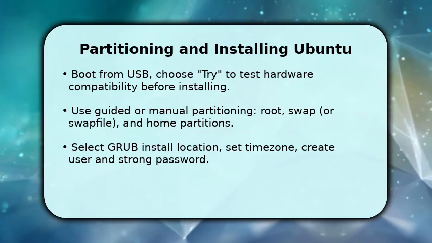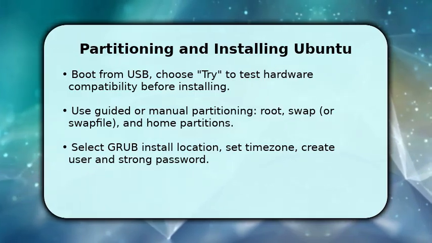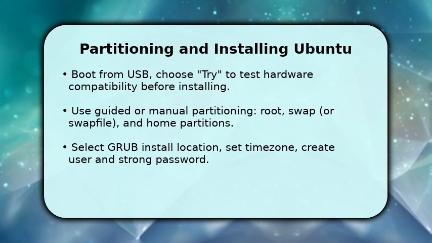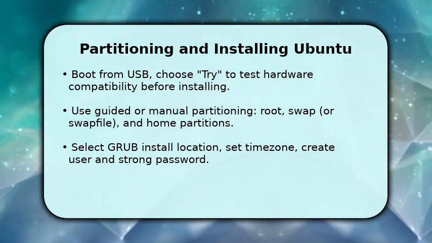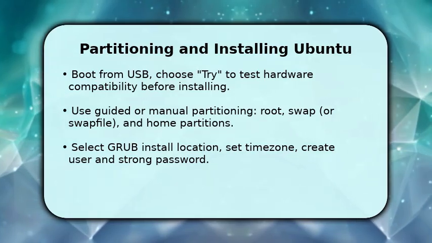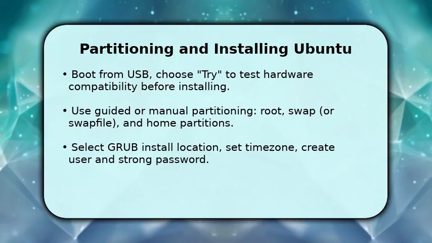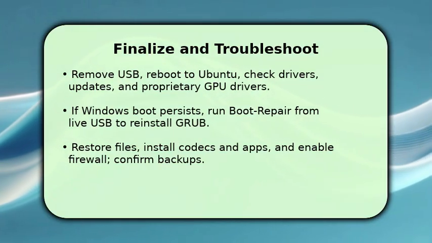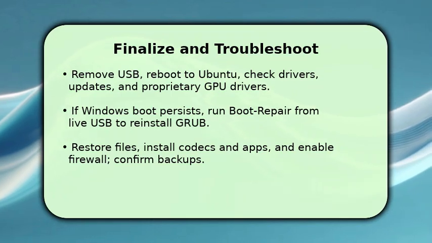Create ext4 for root, optional ext4 for home, and a swap file or swap partition sized appropriately. Make sure GRUB installs to the system disk's EFI partition so the bootloader replaces Windows boot entries correctly. Then proceed with installation. After the installer finishes, remove the USB and reboot. The machine should present GRUB and boot Ubuntu.